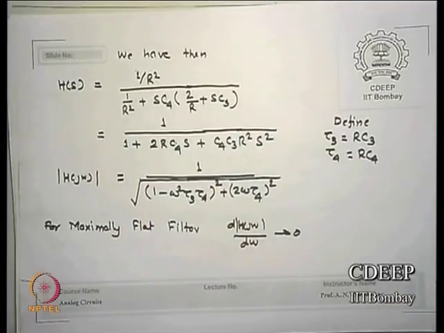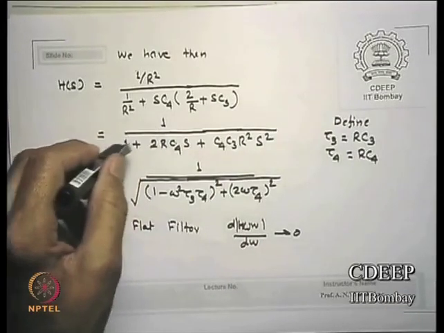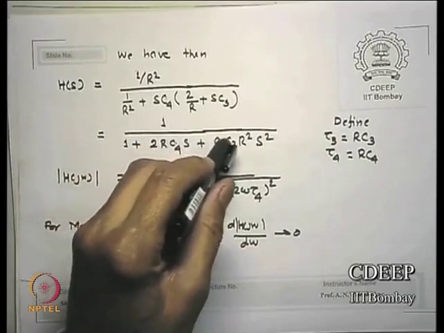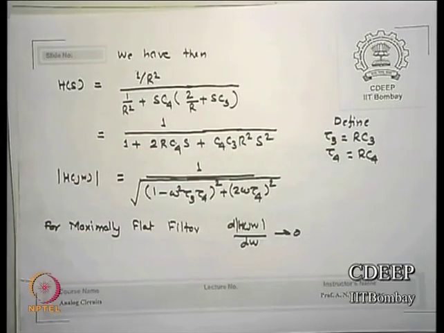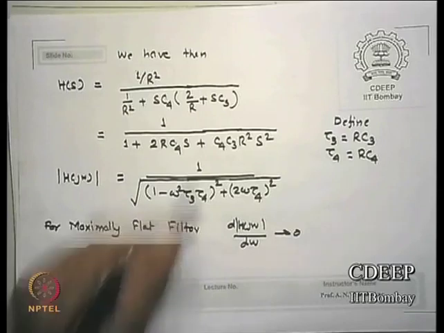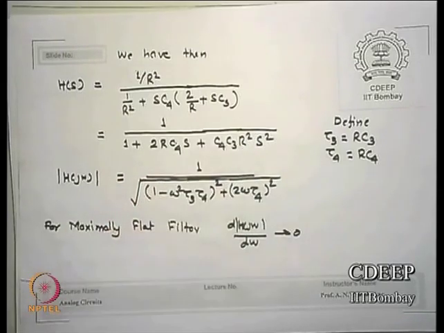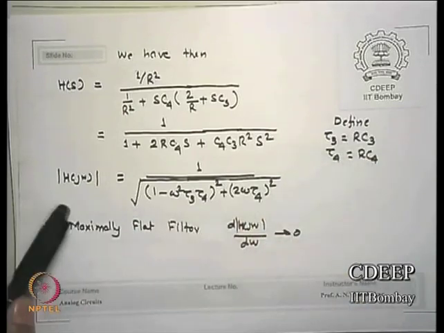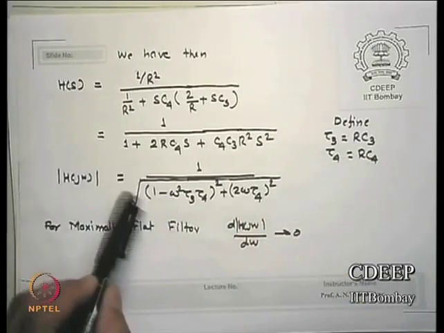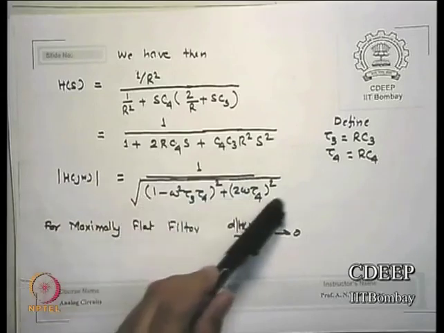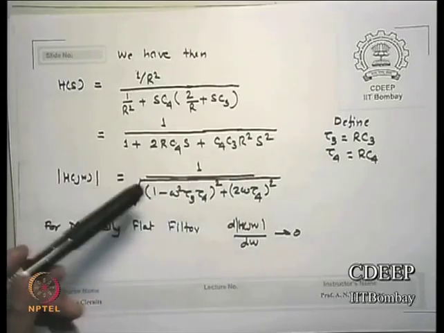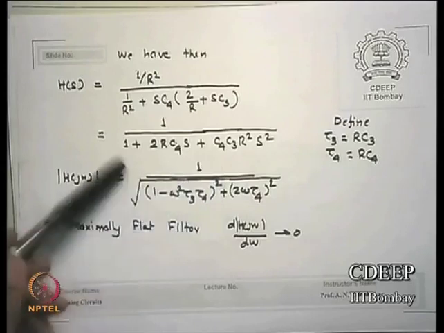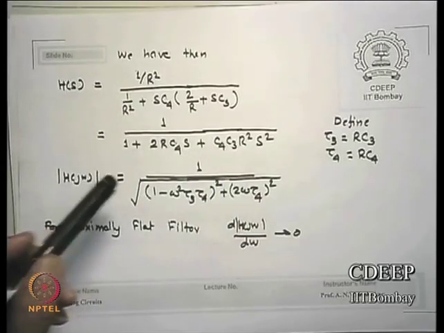Please note down, H(S) is 1 over 1 plus 2RC4 S plus C4 C3 R square S square. How many poles are here? The S square term has come, meaning there are 2 poles. If I define this, I can write the magnitude of H(j omega), and if you take its magnitude, this expression comes. I have written this a bit directly, you can also think about how I have written it.